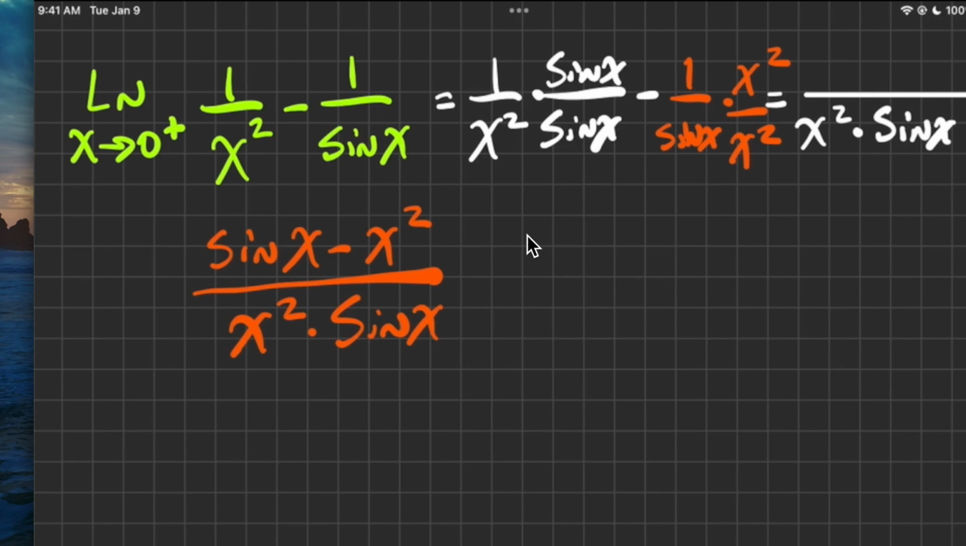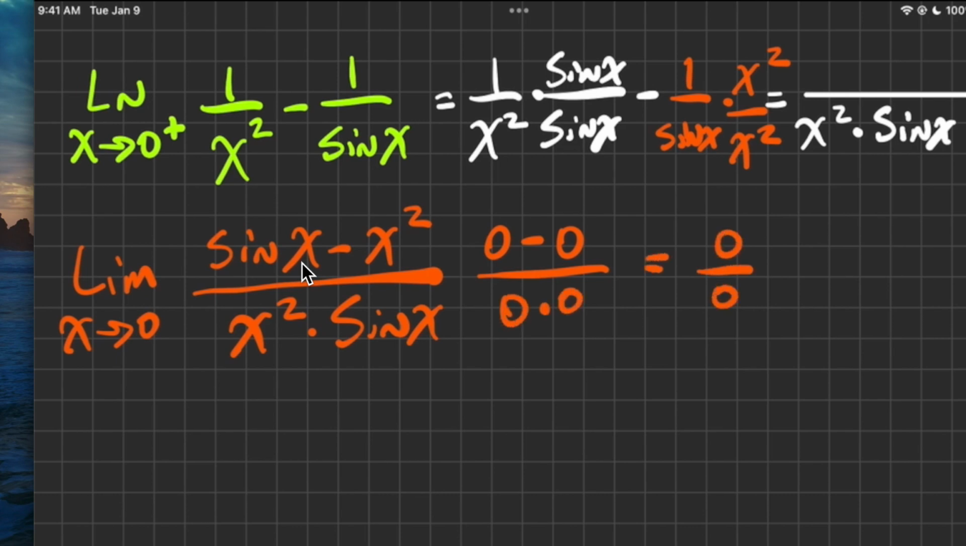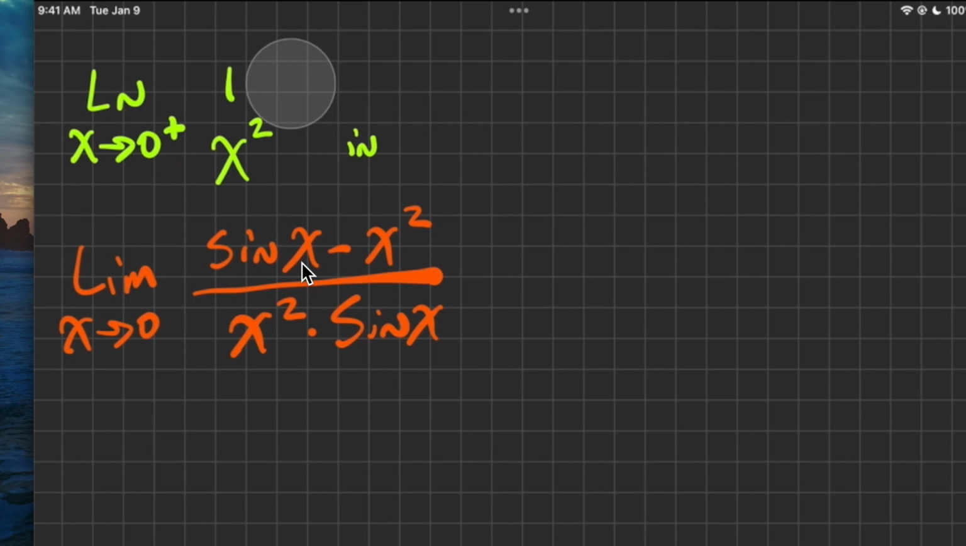Now we're going to hope that when we plug in our limit as x approaches 0, we're going to get a L'Hopital-friendly form of an indeterminate limit. Sine of 0 is 0, minus x squared is 0, over 0 times 0, and indeed this is L'Hopital-friendly. So let's now regroup. We have a brand new limit to work with that we are allowed to use L'Hopital's on.